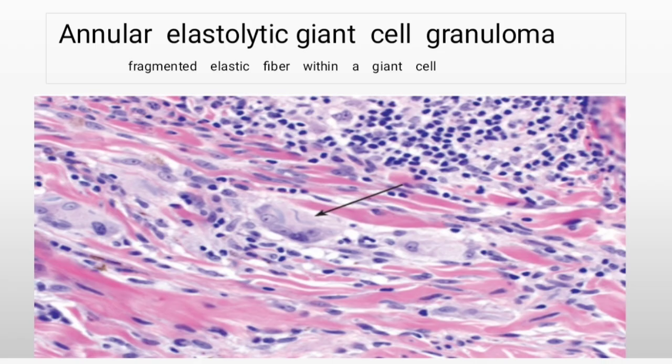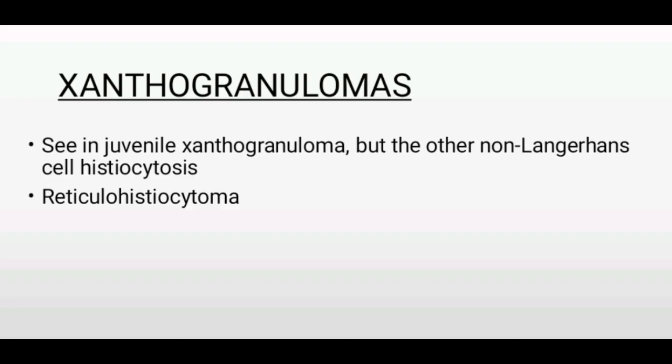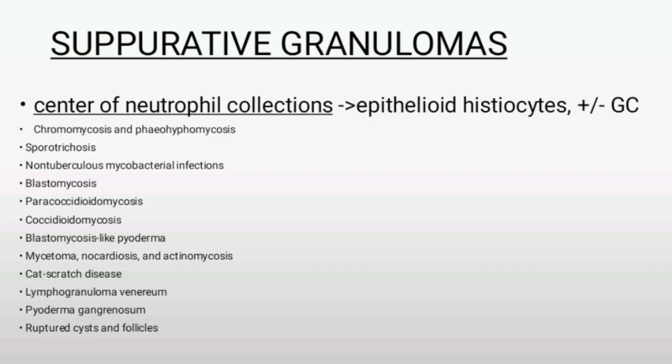This is annular elastolytic giant cell granuloma, where we can see fragmented elastic fibers in the giant cell indicating elastophagocytosis. Necrobiotic xanthogranuloma: in the center we can see numerous cholesterol clefts in the background of necrobiosis. Xanthogranulomas are typically seen in juvenile xanthogranuloma, and also in other non-Langerhans cell histiocytoses, and reticulohistiocytoma.